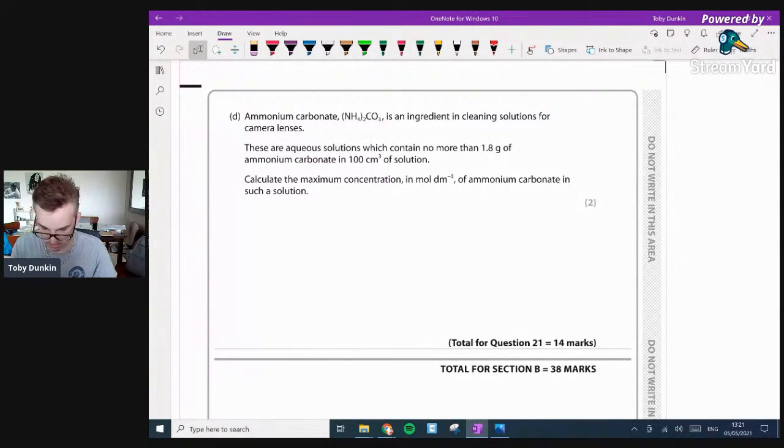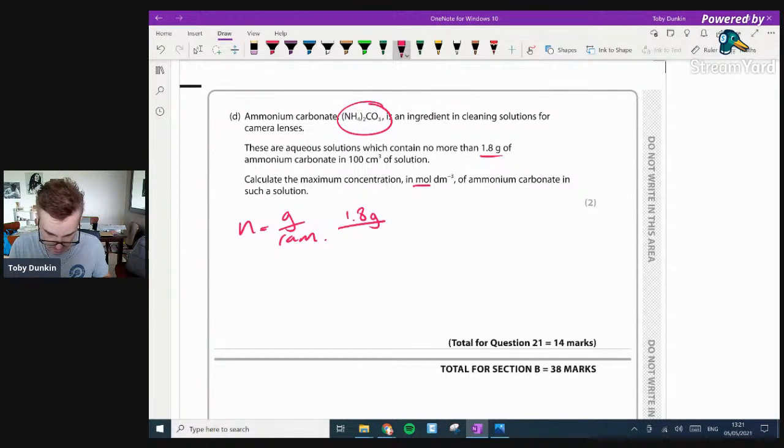Right. Well, okay. We need to get to concentration. Number of moles, we've got grams. Number of moles is grams over Mr. I need to get to moles. So this is ammonium carbonate. So I've got 1.8 grams over, how much does ammonium carbonate weigh? So nitrogen's 14.0 times 2, plus 4 hydrogens, plus 12, plus 16 times 3. That's 78. So over 78 gives me moles. 1.8 divided by 78 is 0.0231 moles of ammonium carbonate.